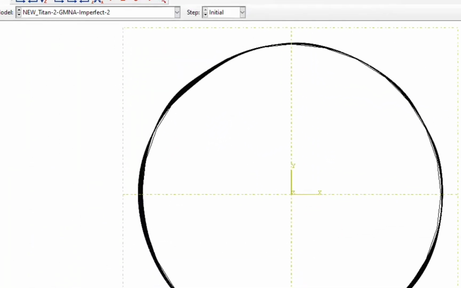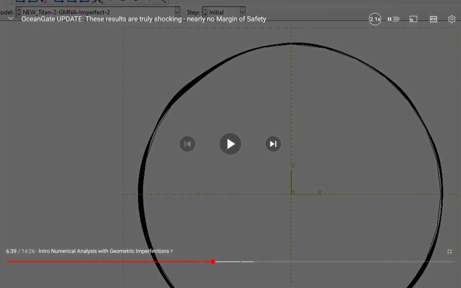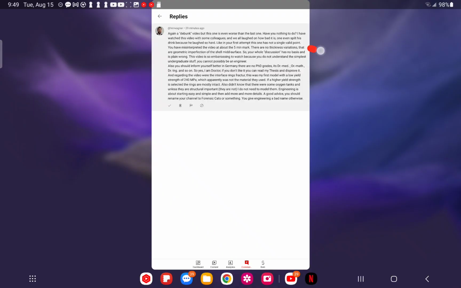Let's finish with his insults. Let's get him the rest of his insults. So let's continue right there where it says, there are no thickness variations that are geometrical imperfections of the shell mid-surface. Well, you just showed them. It's your own stuff. So your whole discussion has no basis and is wrong.